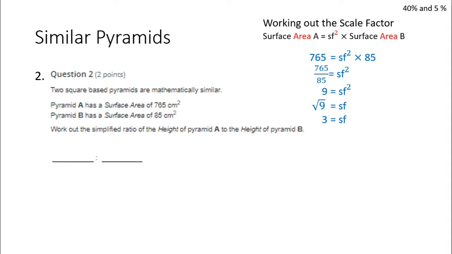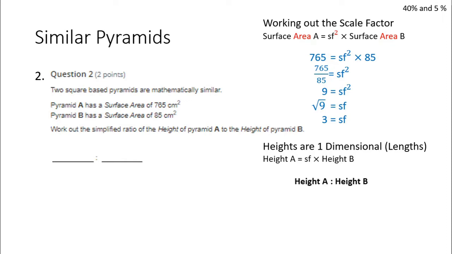Now, knowing that the scale factor is 3, when we're working out our ratio for the heights of the pyramids, we have to keep in mind that heights, unlike areas or volumes, are one-dimensional measures. A height is just a length in a different direction. So we just need to multiply by the scale factor, not the scale factor squared or cubed. So we're multiplying by 3 here. Setting up our ratio, we could use the fact that the height of A is equal to the scale factor times the height of B.